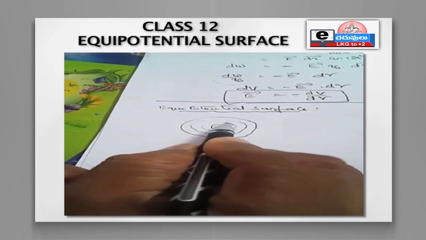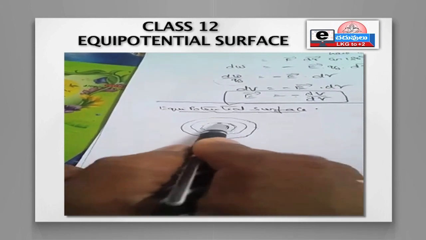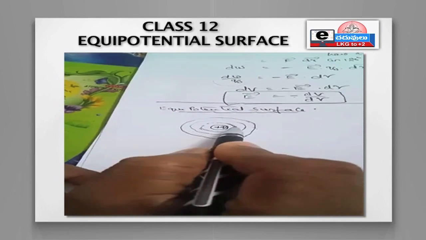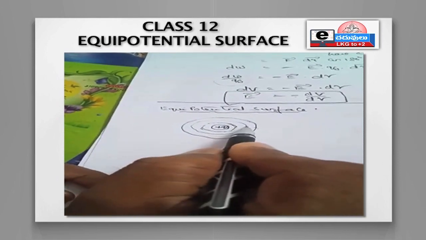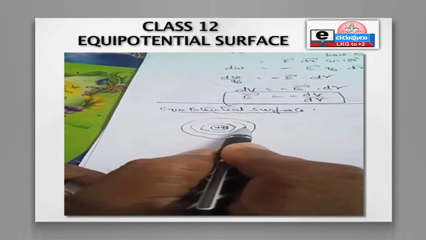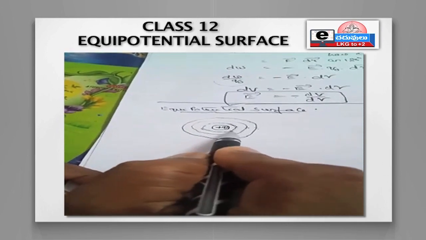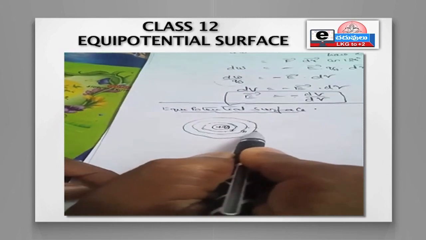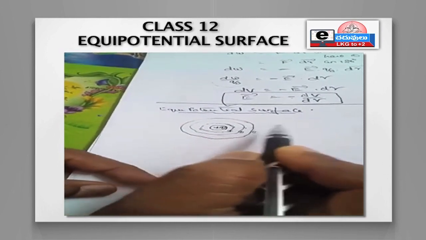That means if I consider the innermost circle, the potential at every point on this circle will be the same. If I take the next one, the potential at every point on it will be the same. But you cannot compare these two. These three are separate surfaces. This is the first equipotential surface, second and third for an isolated charge.